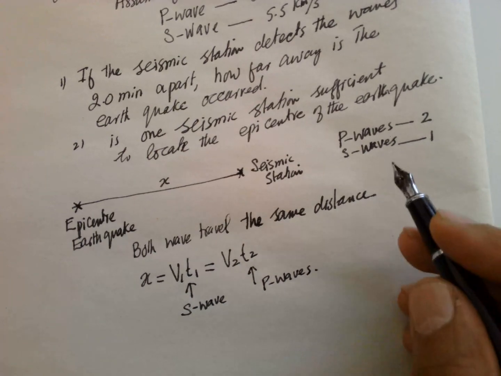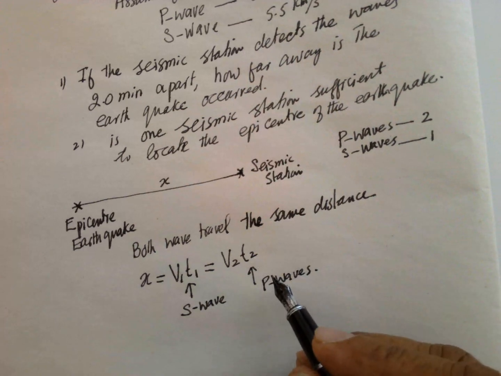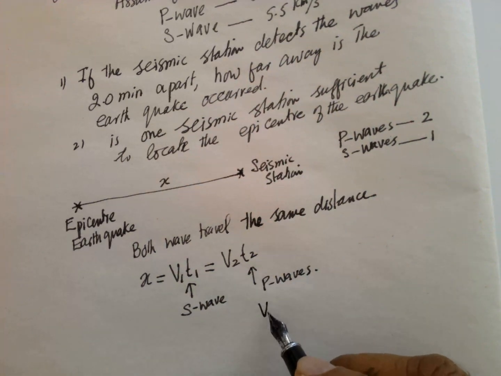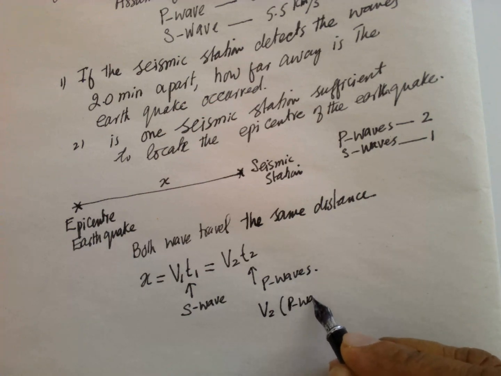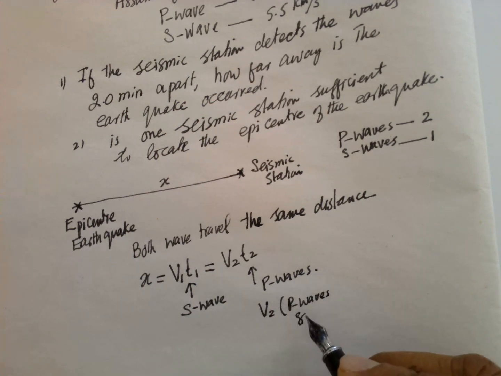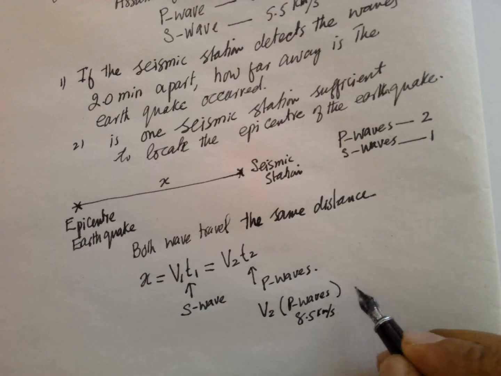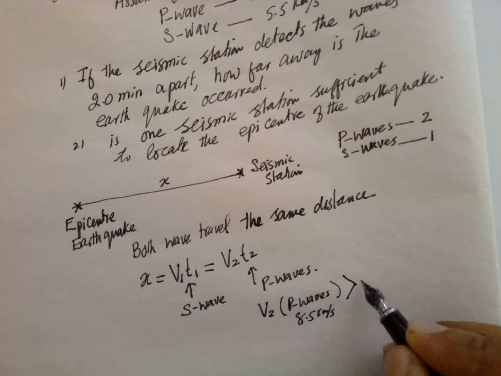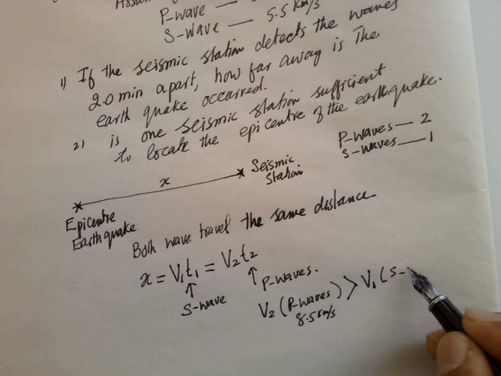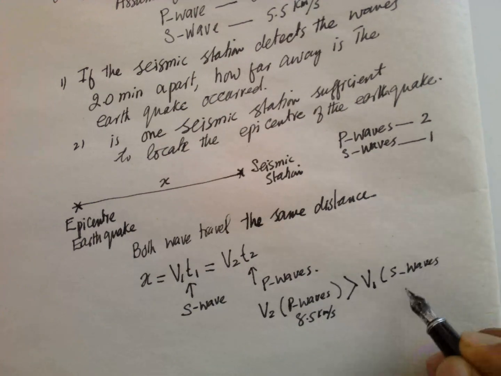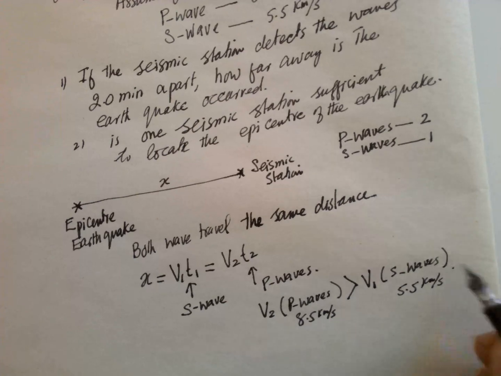So the P wave, V2, as you see, is 8.5 kilometer per second. It is faster, greater than V1, which is the S wave, which is 5.5 kilometer per second.